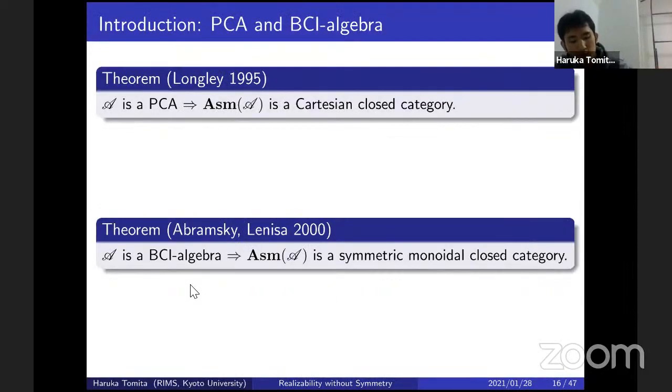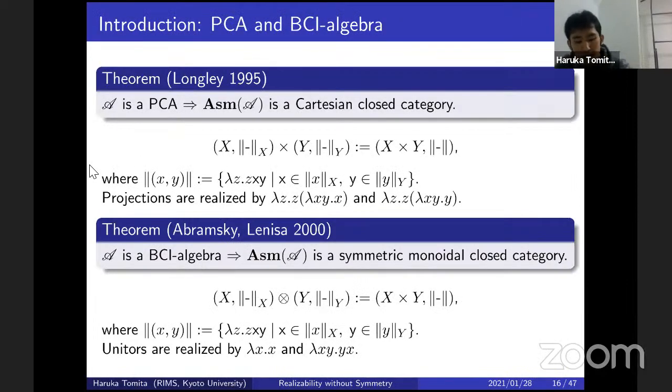And when an applicative structure A is a PCA or a BCI algebra, the category of assemblies on A has corresponding properties. That is, ASM(A) is a Cartesian closed category, or ASM(A) is a symmetric monoidal closed category. To prove these propositions, it is sufficient that components can be given proper realizers. For instance, in order to prove that the category ASM(A) of assemblies on the untyped lambda calculus has a binary product, we give realizers for pair elements and for projections. Here we need the condition that the applicative structure has certain elements such as K.